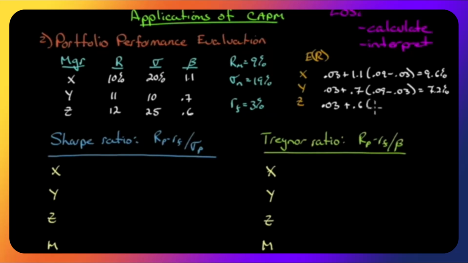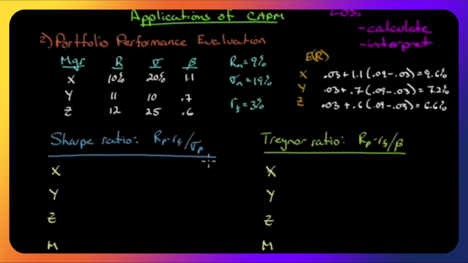Should have returned 6.6%. Did 12%. So it's easy to see that Z really outperformed, Y outperformed, and X kind of outperformed a little bit. They all did better than what the expected return based on CAPM would say. Let's see how we rank them based on Sharpe ratios and Treynor ratios. Let's see if we get the same thing.